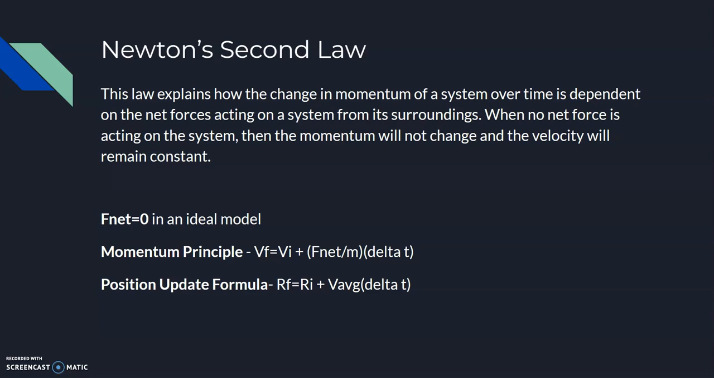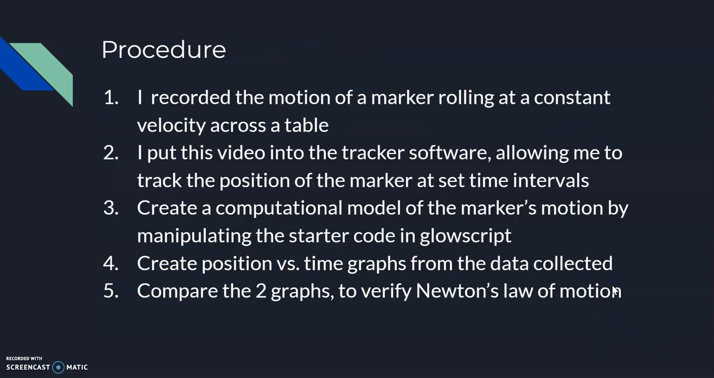When no net force is acting on the system, then the momentum will not change and the velocity will remain constant. In this experiment, the system was a marker, and when no net force acts on the marker, its velocity should remain constant. This can be seen in the momentum principle equation, where final velocity is equal to initial velocity when net force is zero. The position update formula also helps explain Newton's second law.